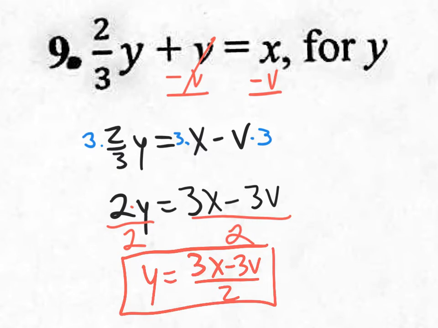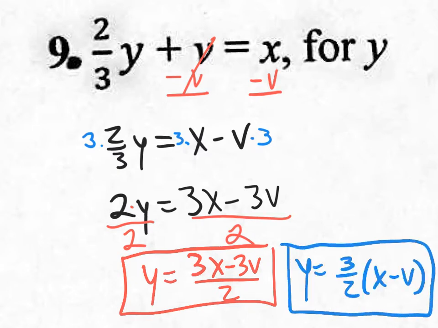Now, if you check your answer on the back, they don't give you that exact answer. Let me explain what the worksheet did to give a final answer. The worksheet has a final answer as y equals 3/2 parentheses x minus v. I'm letting you know that this is a very good answer. One is not better than the other. So I'll accept either answer if this is on the quiz, all right?